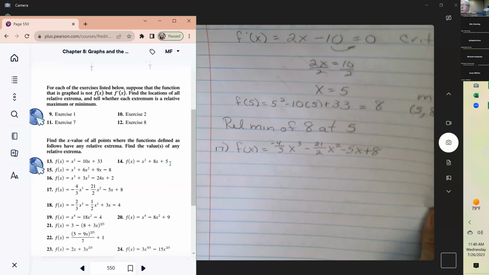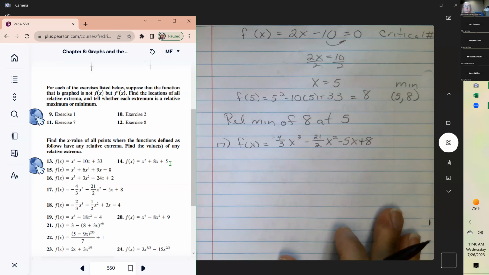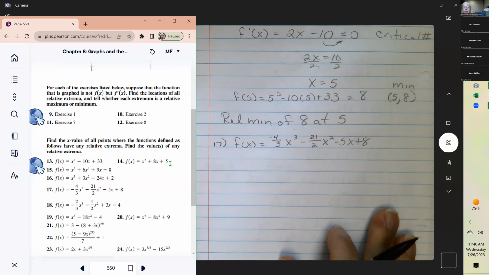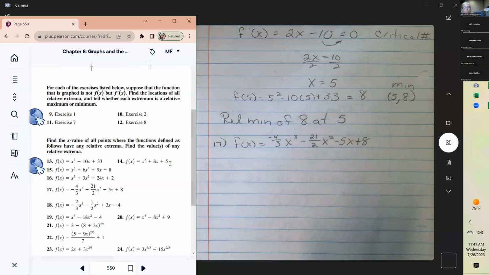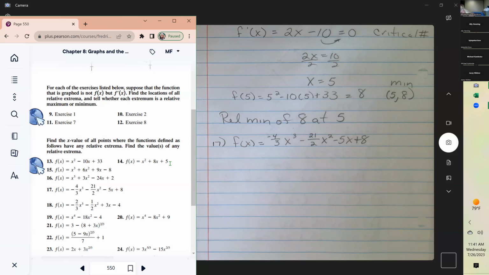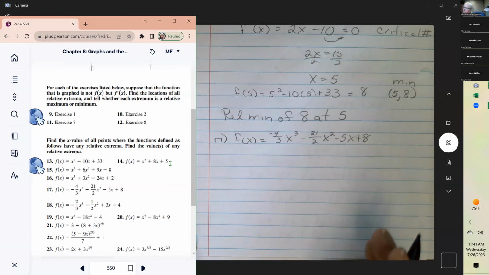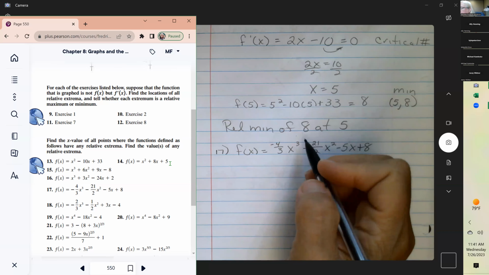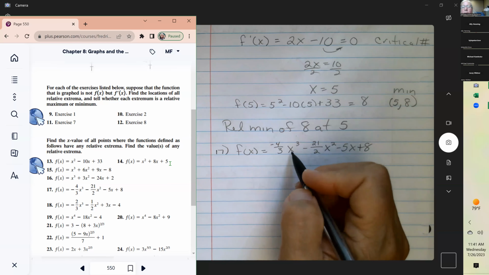So the first thing I want to do is find the critical values. To find your critical values, you take the derivative, you set it equal to 0. We haven't worried about ones that don't exist, because with a polynomial, you don't have to worry about that. You only have to worry about it when you have fractions. By fractions, I mean the x's in the denominator.